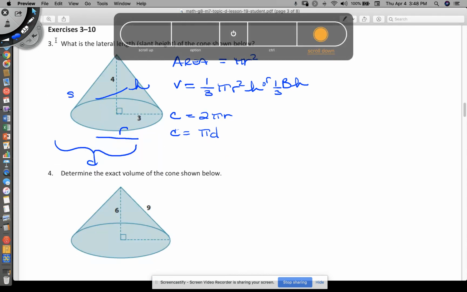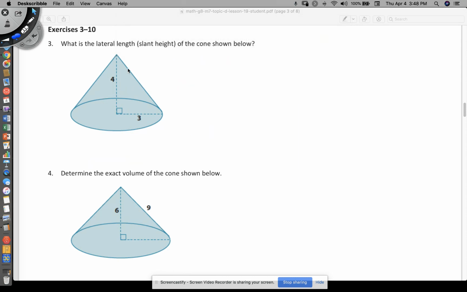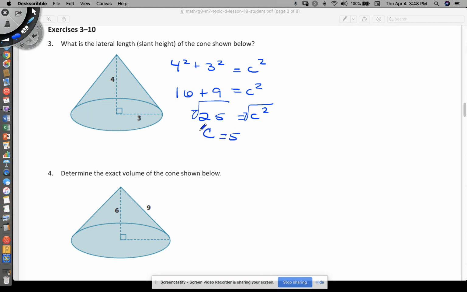So let's look at number 3. Now, if you see, we have a right triangle here in number 3, so we can use the Pythagorean Theorem to solve for the hypotenuse here. So we're going to say 4 squared plus 3 squared equals c squared. 16 plus 9 equals c squared. That's going to give me 25 equals c squared. I'm going to square root both of those, where c equals 5. And I'm done. All right, I'm going to have you do number 4. So if you need to pause the video, number 4 will be one that I grade.